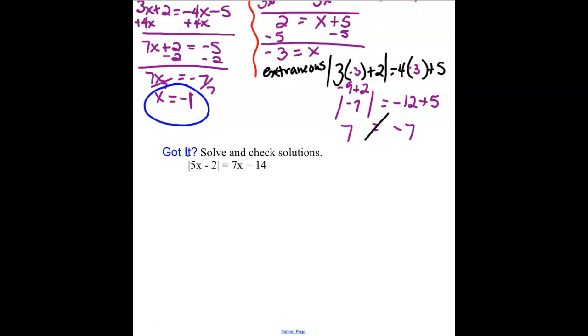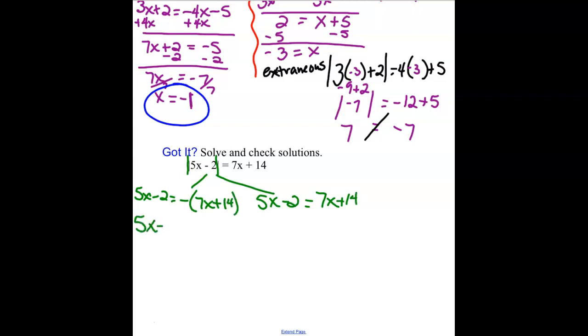Once again, we don't have any guards around our jail cell, so we're going to break out of jail. So 5x minus 2 can equal the positive version, 7x plus 14, or the negative version of that. So it's opposite.